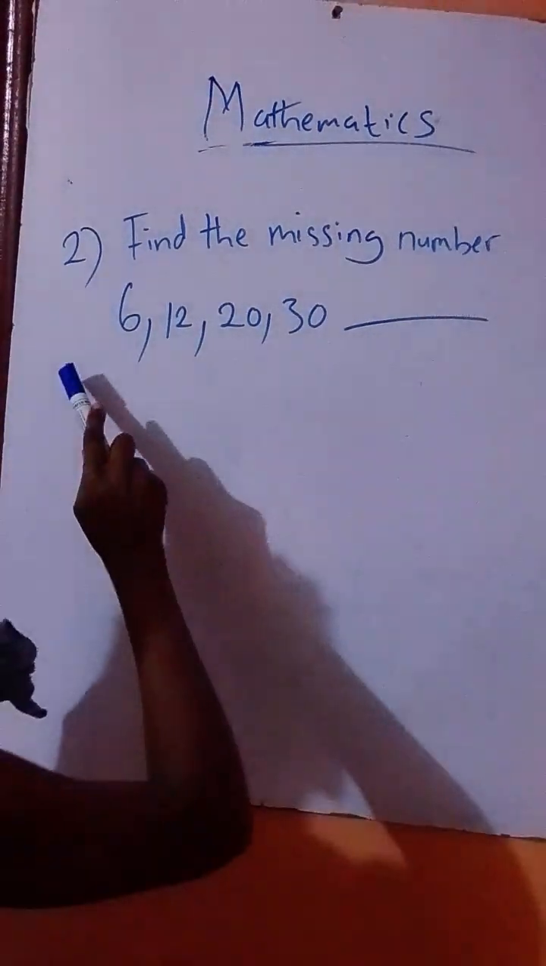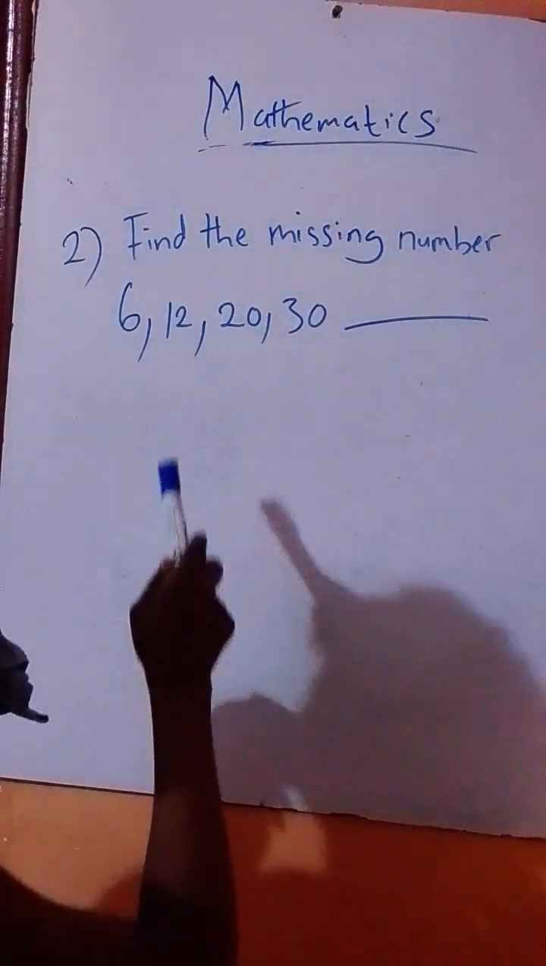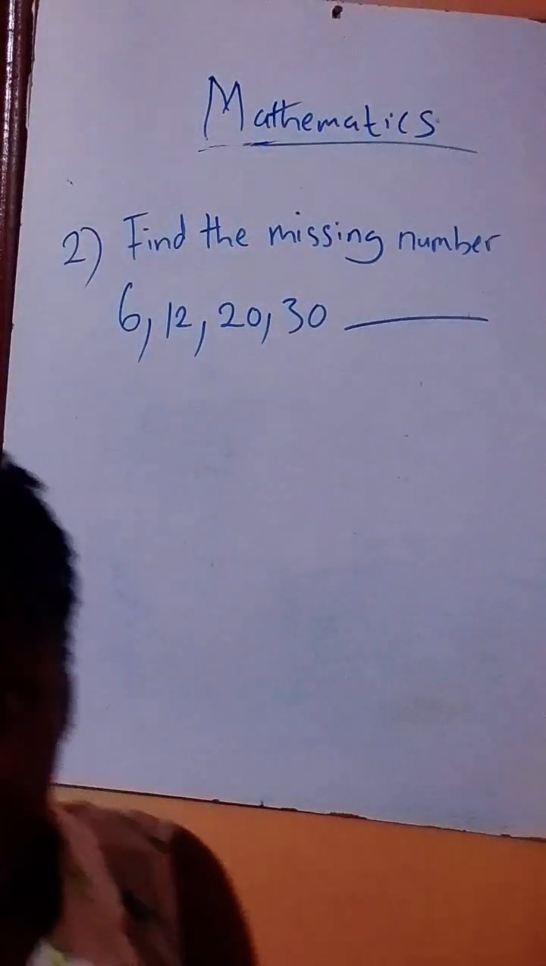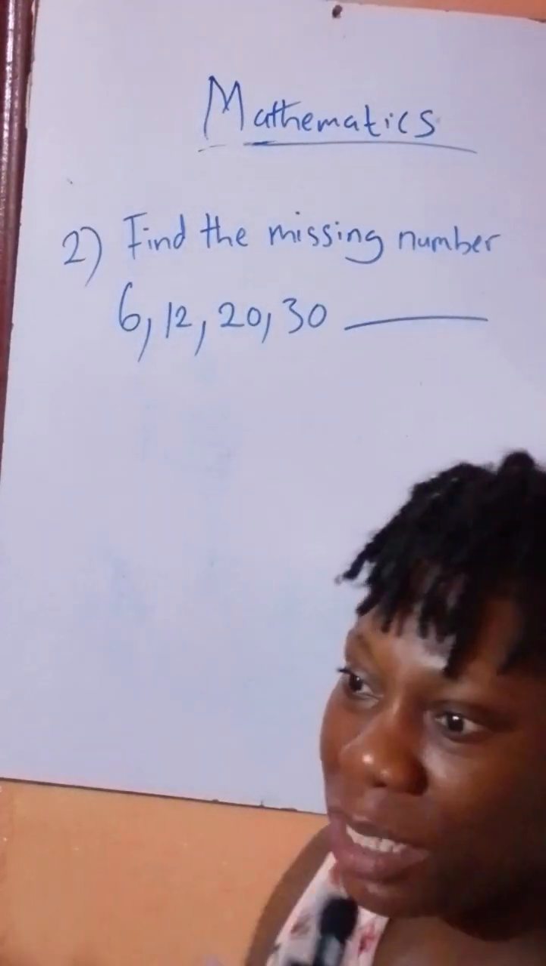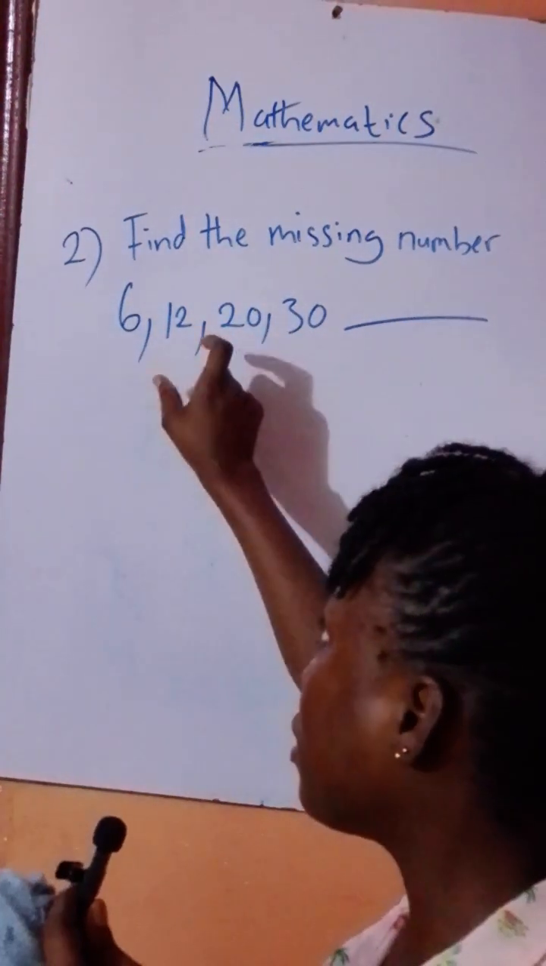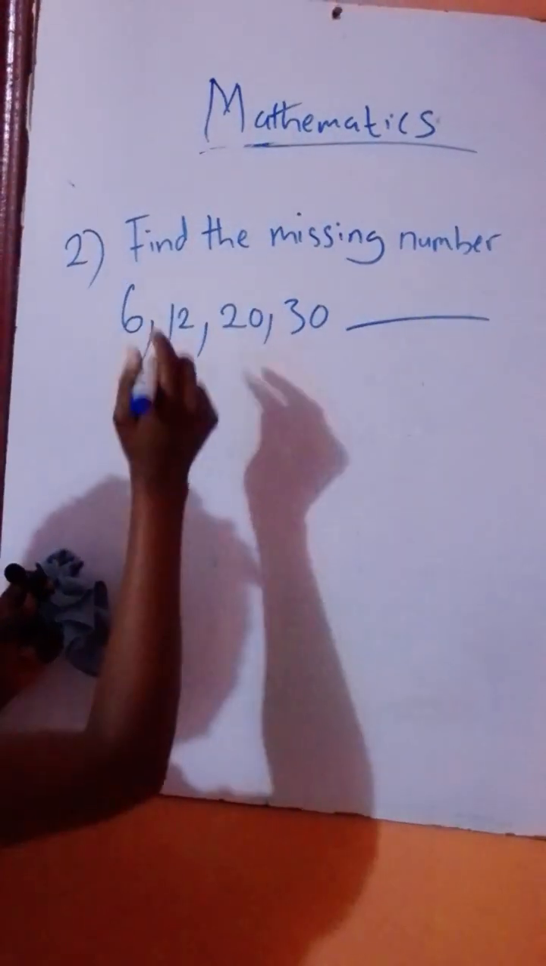You have something like this. Say, find the missing number. To know the differences between these numbers, the easiest way is to start with this 12.